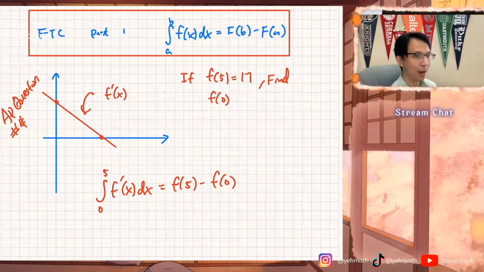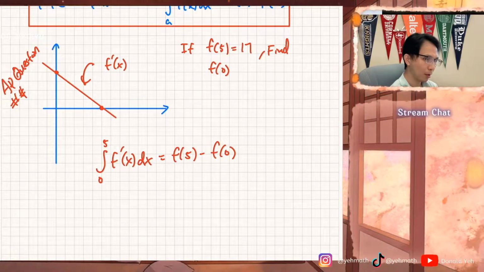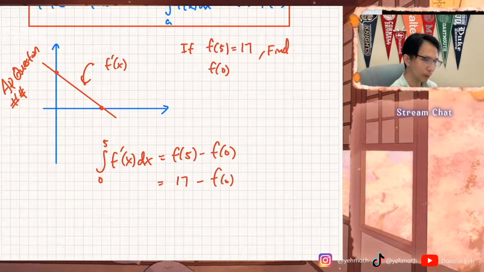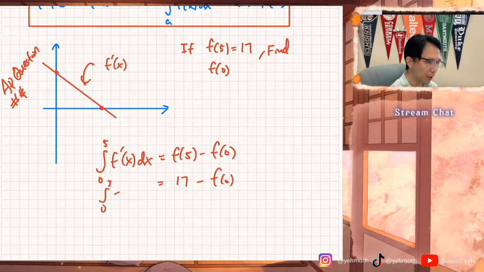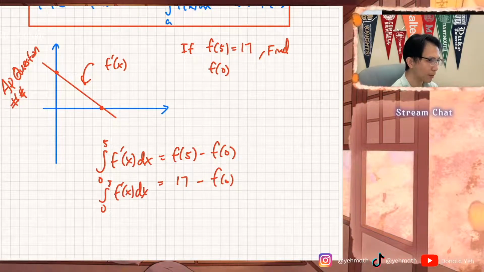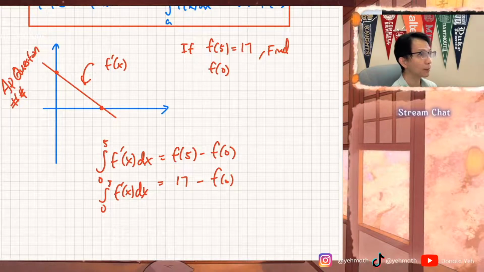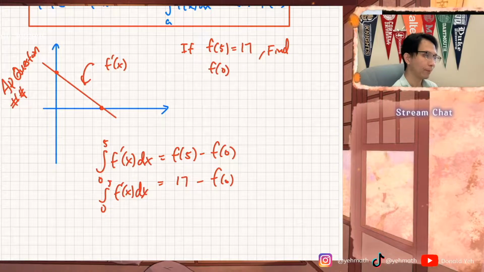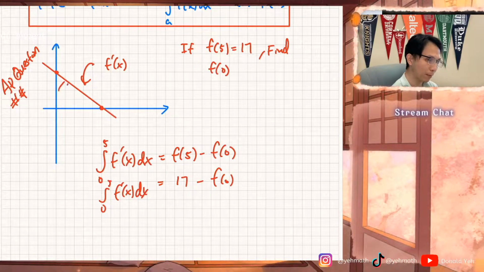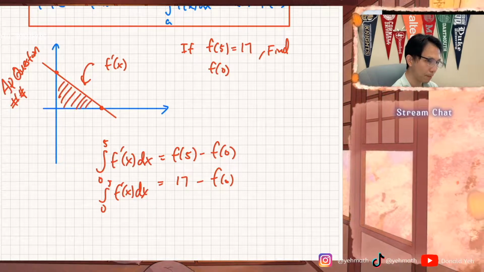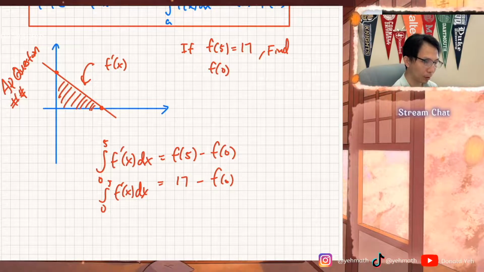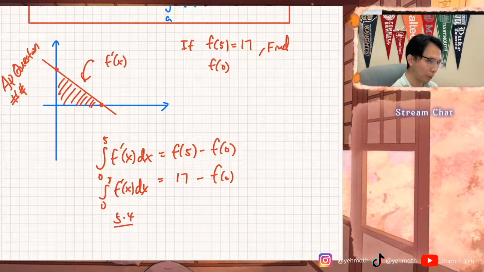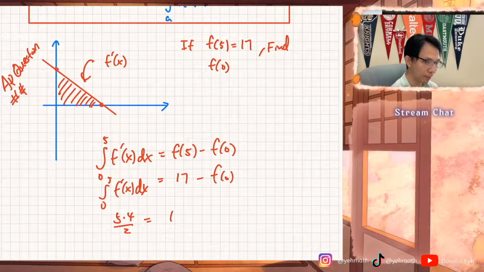You know what f of 5 is? Which is 17. But do you know what the integration of f prime of x dx between 0 to 5 is? Yes, it's just the area under your equation. Yep, area under the curve. So what, 10? It'll be 1, 2, 3, 4, 5. 5 times 4, so it'll be 5 times 4 over 2. It'll be 10.